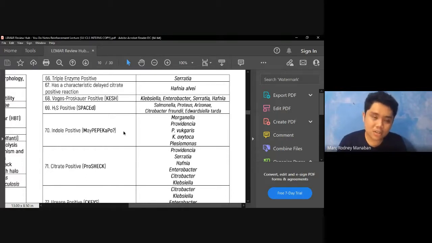So KESH are VP positive, and all the organisms outside of KESH are MR positive. You don't have to think much: Citrobacter, E. coli, Yersinia, or whatever, they are MR positive. KESH is VP positive. So the relationship between MR and VP is opposite. If the organism is MR positive, it is VP negative. If the organism is VP positive, it is MR negative.